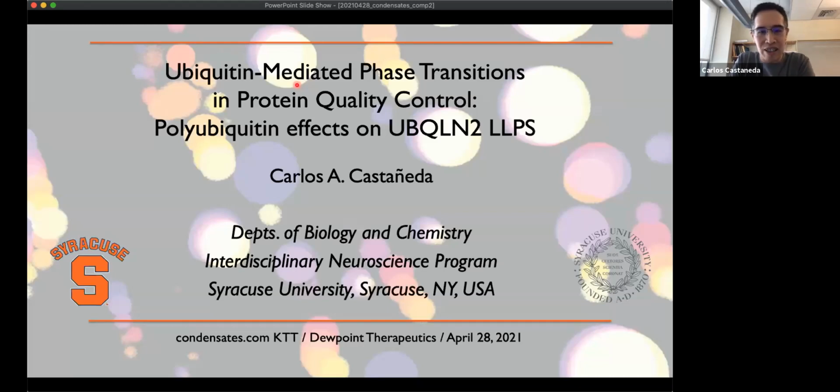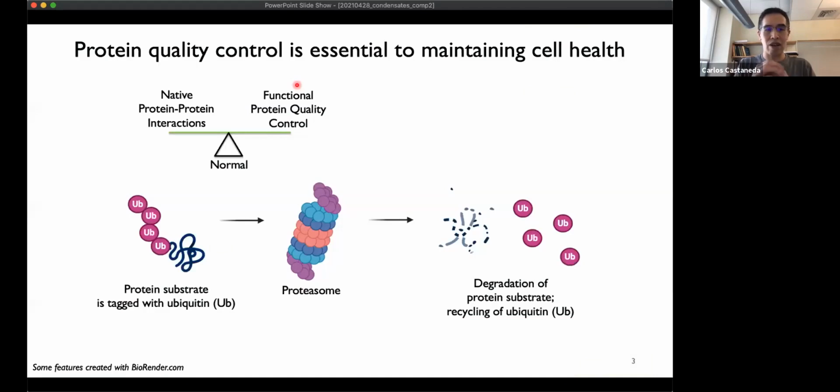I do want to thank Dewpoint Therapeutics as well for giving me the opportunity, and giving us really the opportunity, to tell you about some of our recent work that is unpublished, but particularly looking at the role of ubiquitin and also polyubiquitin chains on how they modulate phase behavior of this shuttle protein that's involved in protein quality control called ubiquilin-2. So I wanted to start off with talking about what is protein quality control and why we should care about it.